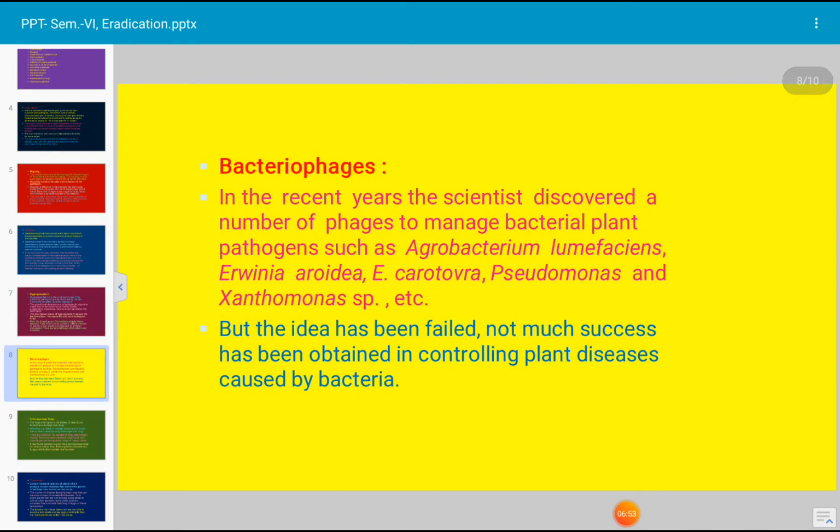Let us see bacteriophages. In recent years, scientists discovered a number of phages to manage bacterial plant pathogens such as Agrobacterium, Erwinia, Pseudomonas and Xanthomonas species, etc. But the idea has failed. Not much success has been obtained in controlling plant diseases caused by bacteria.